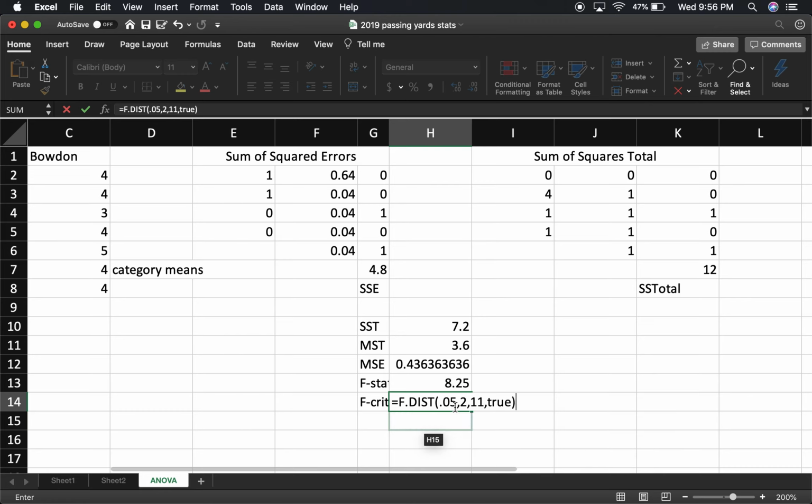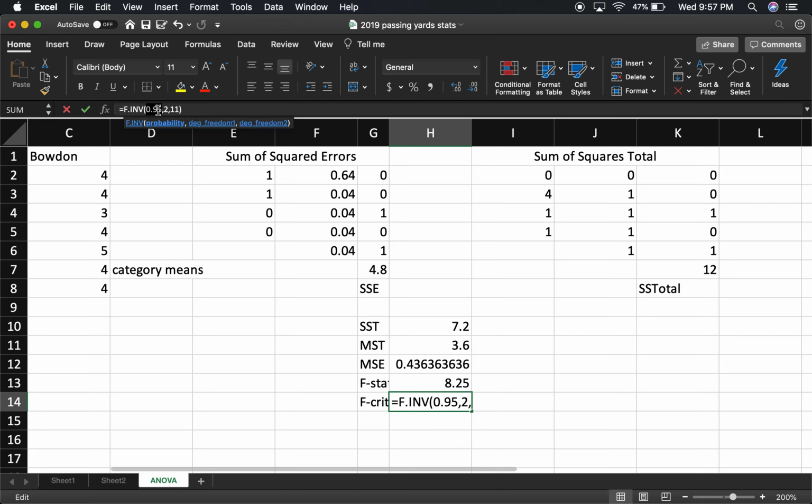And actually, instead of using F.DIST, you can use F.INV. Probability, degrees of freedom 2. Let's see if we do 0.95. There's our critical value, 95%.